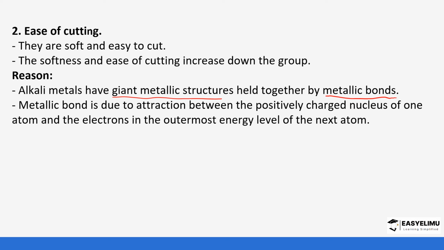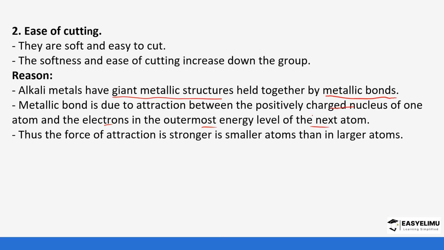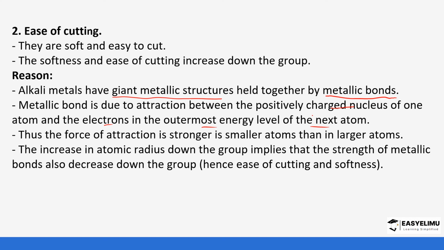The metallic bond is usually due to the attraction of the positively charged nucleus of one atom and the electron on the outermost energy level of another atom. So it's the attraction between the nucleus and the outermost electron of two atoms or more, depending on how many atoms you have. The force of attraction is stronger in smaller atoms, and weaker in larger atoms. If you look at the size of the atoms in group 1 elements, down the group you notice an increase in the atomic radius. This directly affects the strength of the metallic bond.